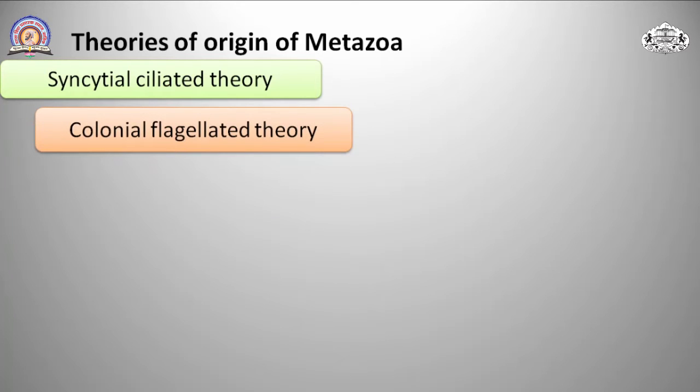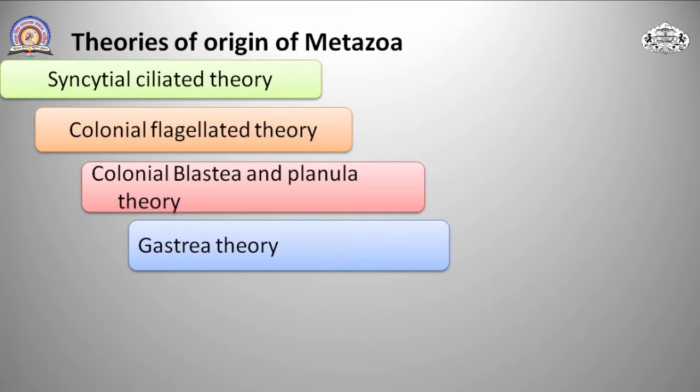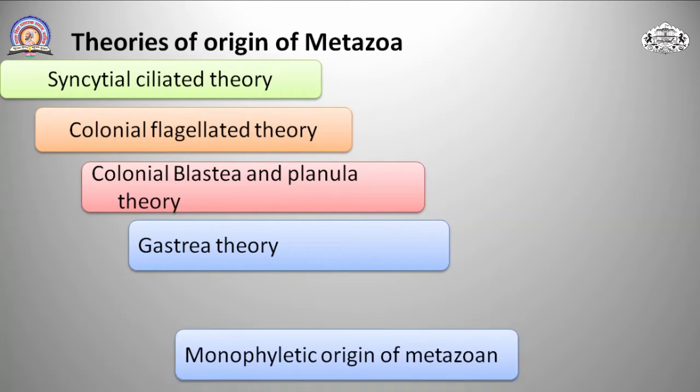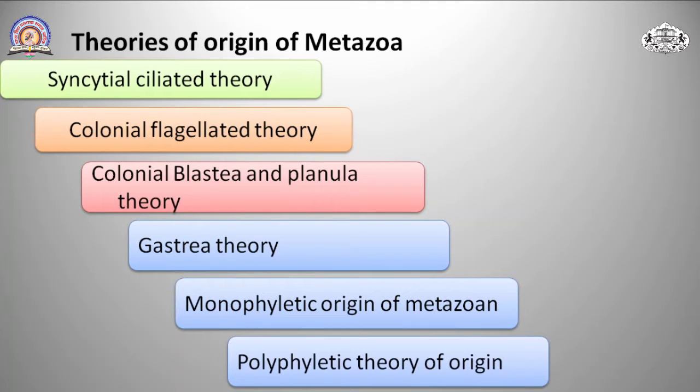The second group put forward the colonial flagellated theory of metazoan development. The third is the colonial blastaea and planula theory. Then the fourth theory is the gastraea theory. Then there is the monophyletic origin of metazoan animals, and the last is the polyphyletic theory of origin of metazoa. We will discuss all these theories one by one in the next few slides.